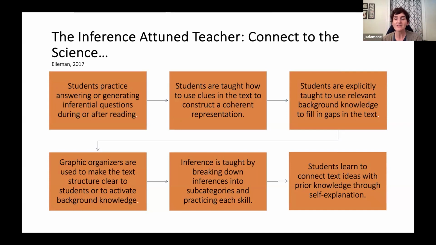And then students are learning to connect text ideas with prior knowledge through their own self-explanation. So moving them into that metacognitive interaction where they're really thinking about the text, they're connecting it to their knowledge, and then they're thinking, oh, this makes sense because. So how do we get them to that point?